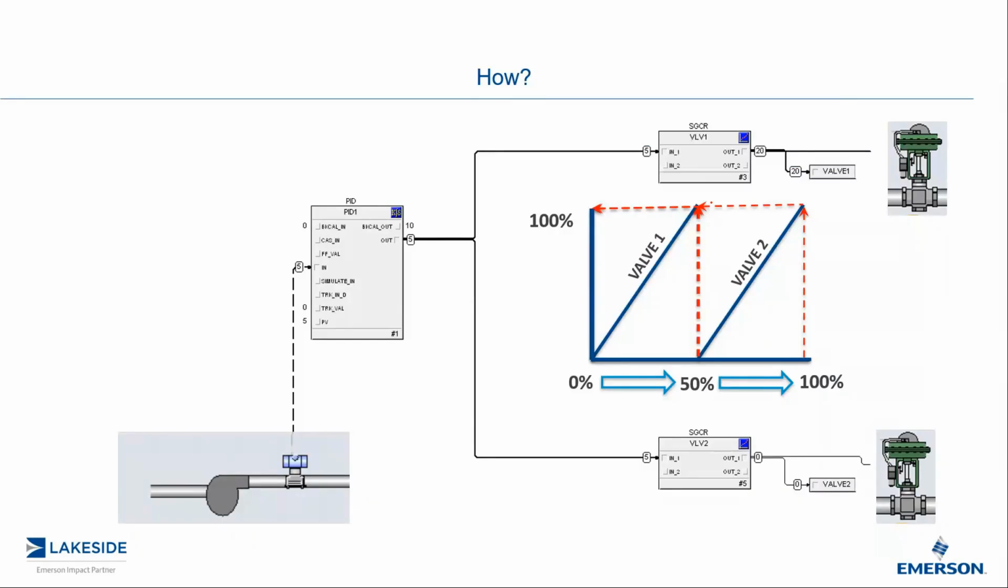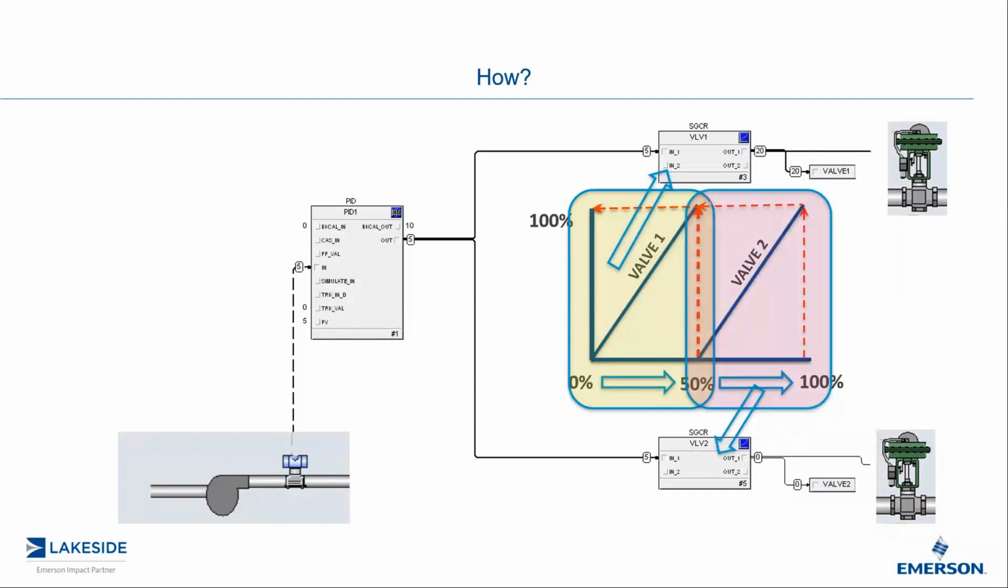So how do you implement this? This is actually a little bit how it's programmed within my simulation. You've got a PID block coming out, and it goes to two characterizers. They both see the same 0 to 100%. And as I mentioned, 0 to 50% will be translated to 0 to 100% in the first characterizer block, and 50 to 100% will be characterized to 0 to 100% in the second characterizer block.